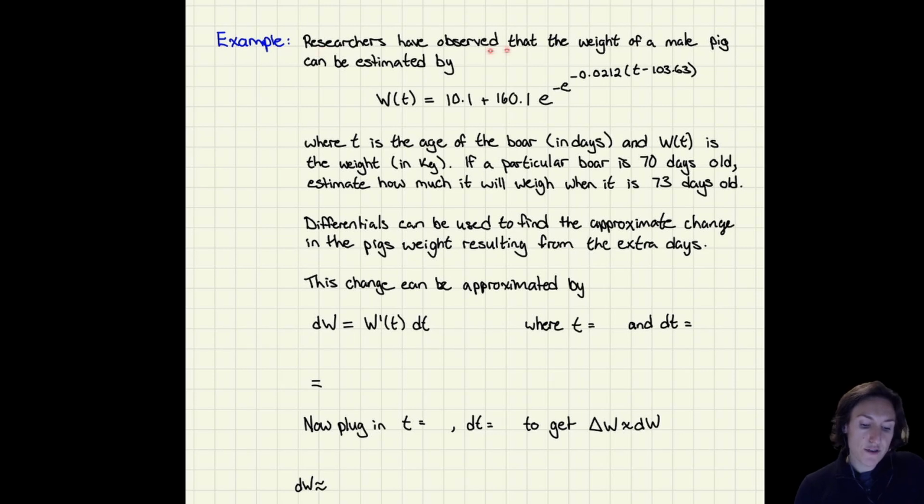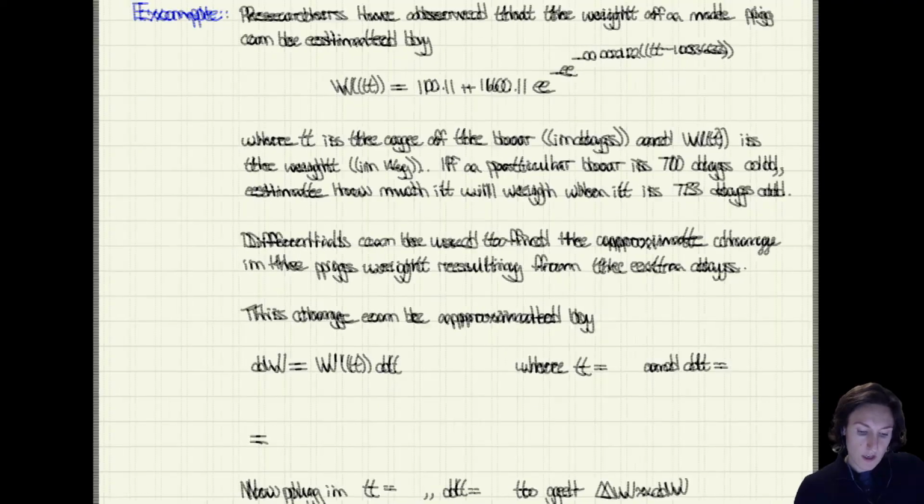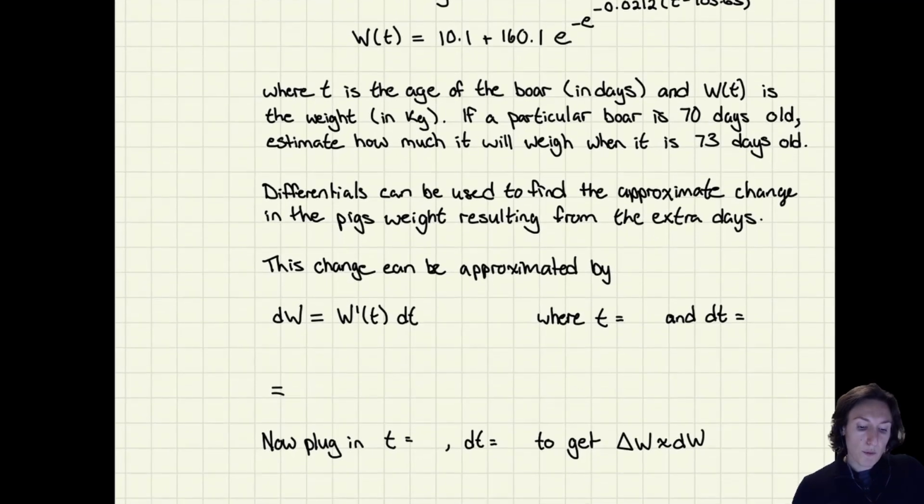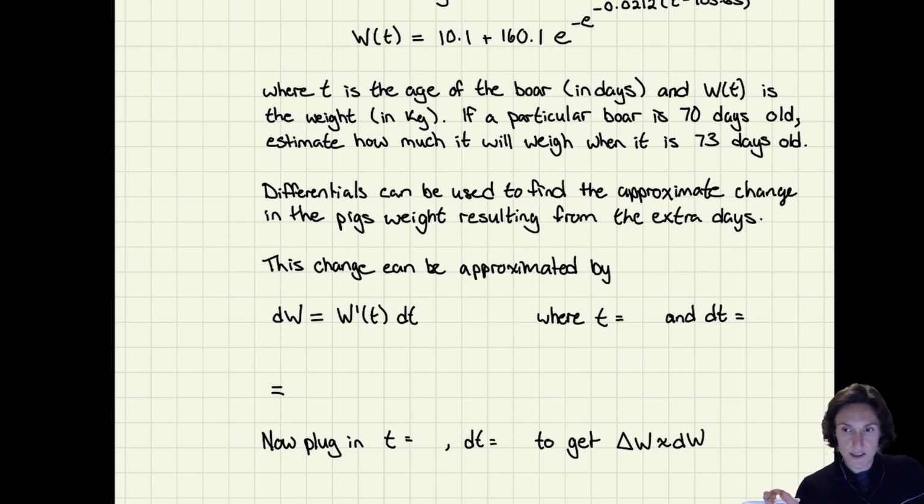Let's say that researchers have observed that the weight of a male pig can be estimated by this equation, where t is the age of the boar, or the male piglet, in days, and W(t) is the weight in kilograms. If a particular boar is 70 days old, we want to estimate how much it will weigh when it's 73 days old. That's pretty difficult overall, but we can use differentials to find the approximate change in the pig's weight resulting from those extra 3 days.